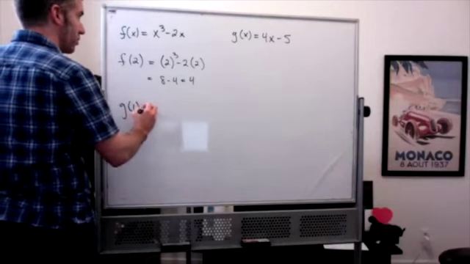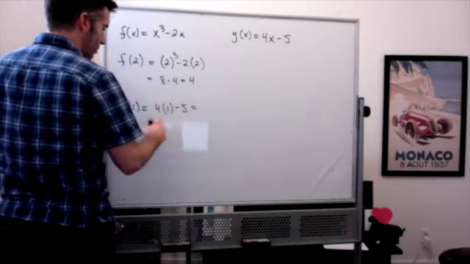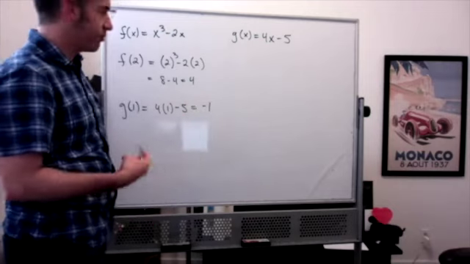In a similar way, we could find g of 1. g of 1 is equal to 4 times 1 minus 5. 4 minus 5 is negative 1. But we could also put in more complicated things.